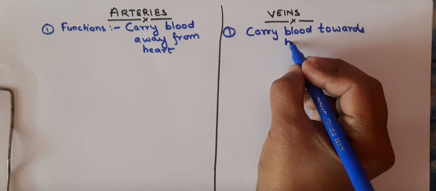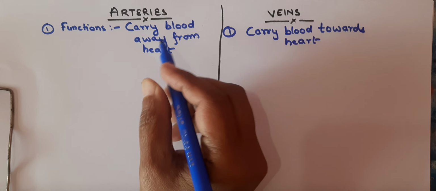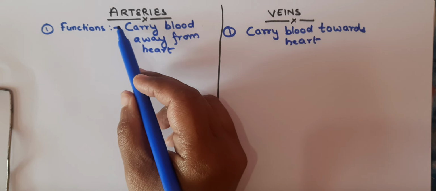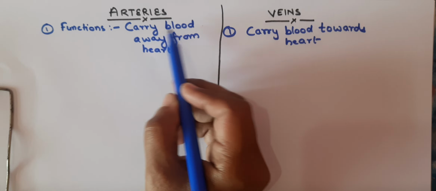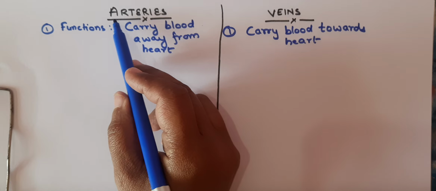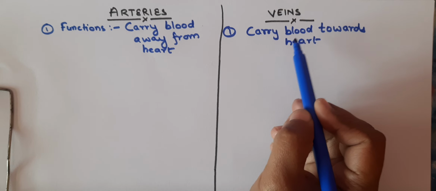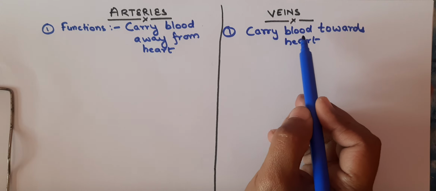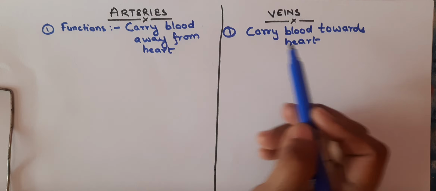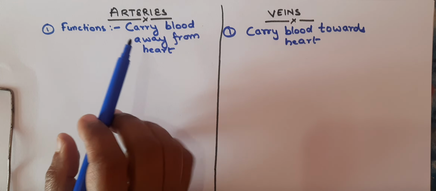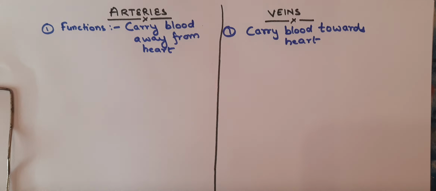So one is carrying the blood away from the heart, and that is the artery. So always remember, arteries carry away. From A you can remember that it is carrying the blood away from the heart. However, the vein will carry the blood towards the heart. So from A you can remember: A means artery and A means away. So this is the first difference between the two.